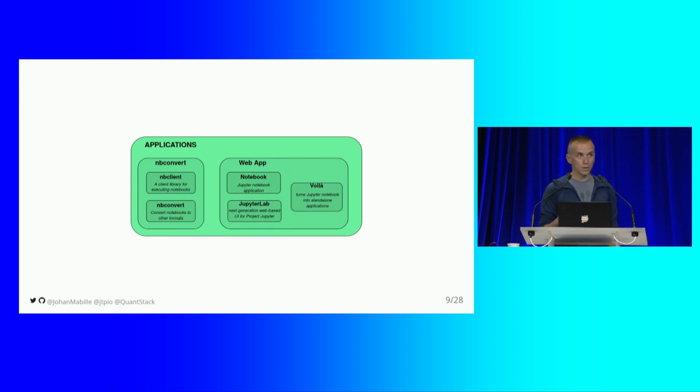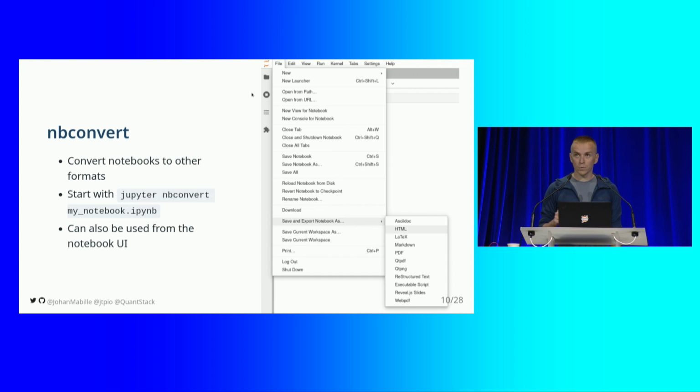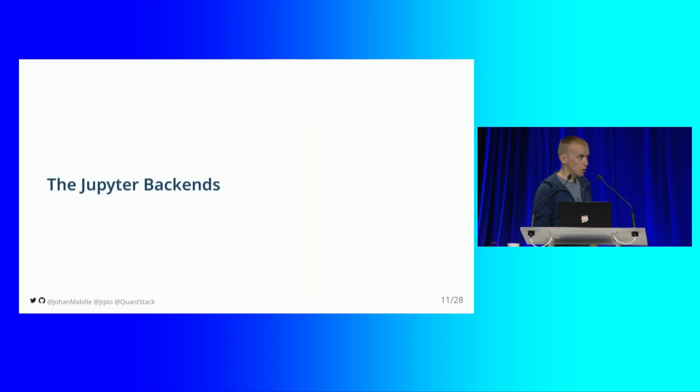So now we have more applications. Not necessarily something that would be running in a web browser, but we have this nbconvert family of applications. nbconvert is a CLI tool that you can use to convert notebooks to other formats, for example, to Markdown, Python, or HTML. And you can use the jupyter nbconvert command in your terminal to convert your notebooks. But if you use a front end like JupyterLab or Jupyter Notebook, you can also do that from the UI directly. It's a menu item. Yeah, and now I'm going to leave it back to Johan for the Jupyter backends.